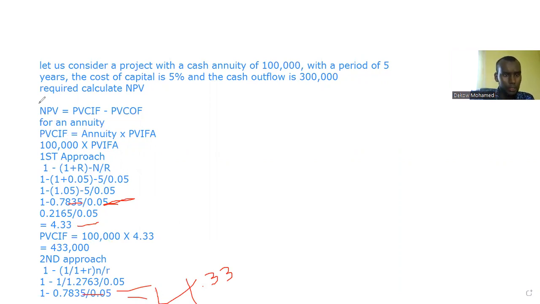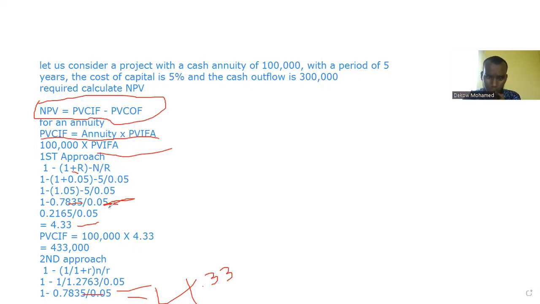Remember, I said NPV is equal to the present value cash inflow subtracted from the present value cash outflow. But for an annuity, the present value cash inflow is equal to the annuity times the present value interest factor. There are two approaches of getting the present value interest factor, and you get the same answer. When you multiplied 4.33 with 100,000, this was our amount, 433,000.